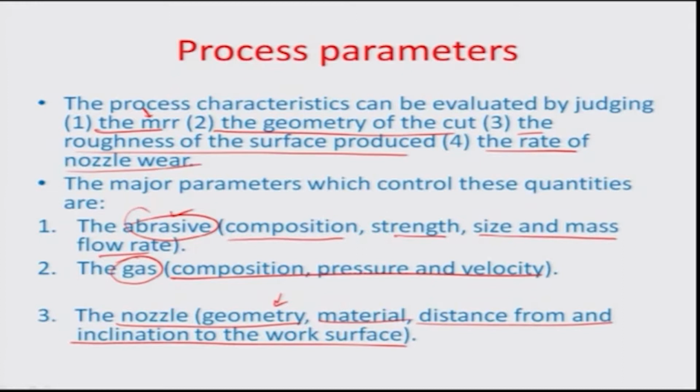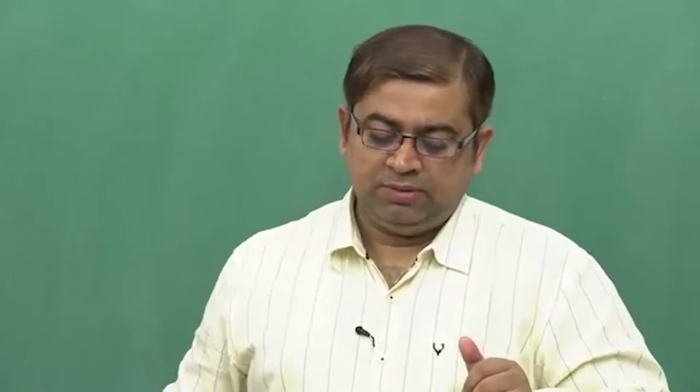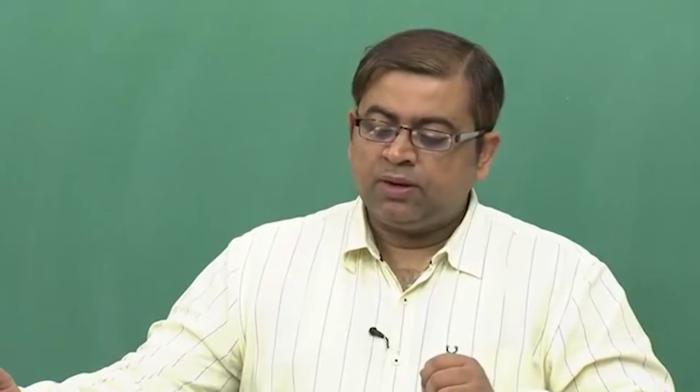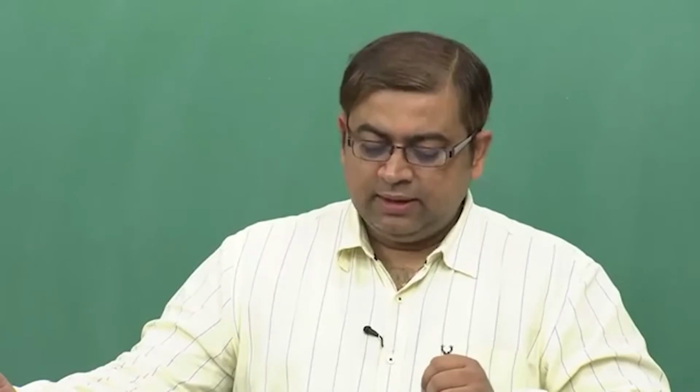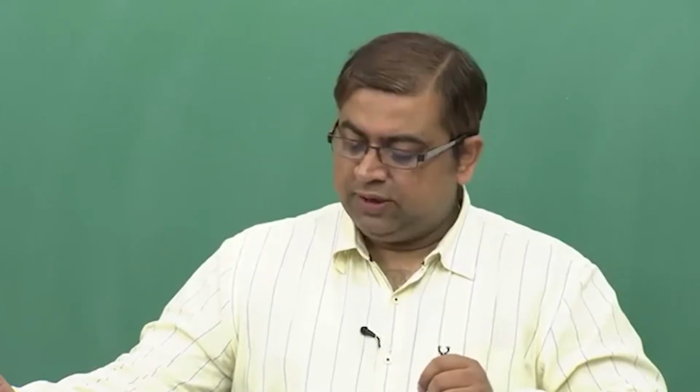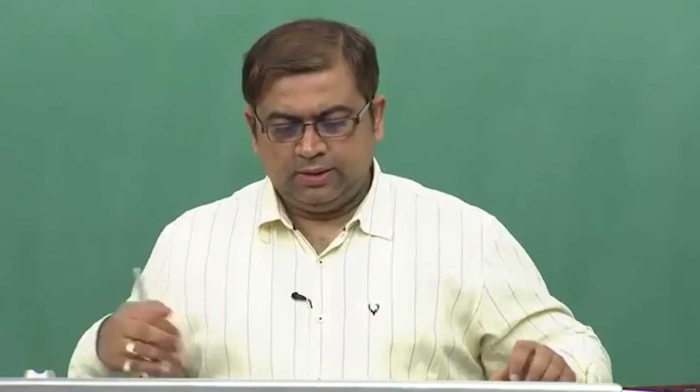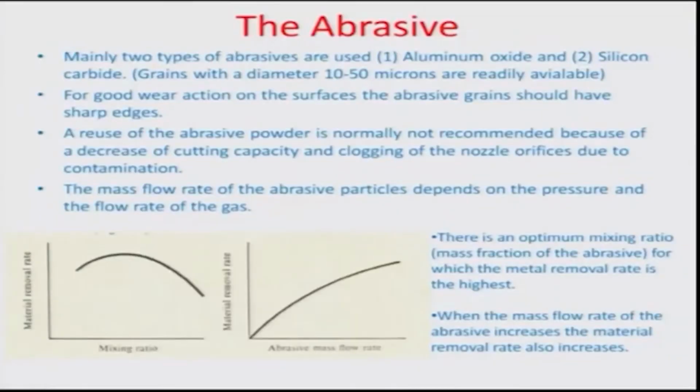So, let us look at some of these parameters and how the variation of these parameters would result in the change in the process characteristics. So, the first study that has been made is that if we change the mass flow rate of the abrasive particle by changing the pressure and the flow rate of the gas. So, the first important parameter which we talked about is really the abrasive, and let us look at how it really affects the process characteristics.